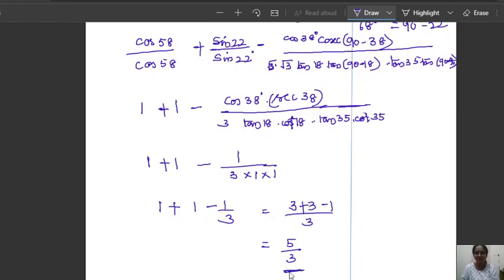Very easy sum. If you know the concept, you can solve the sum very easily.